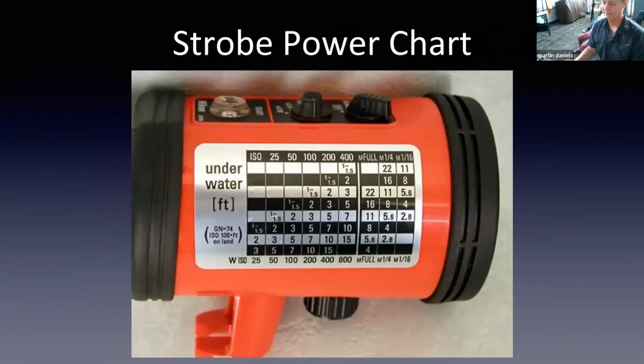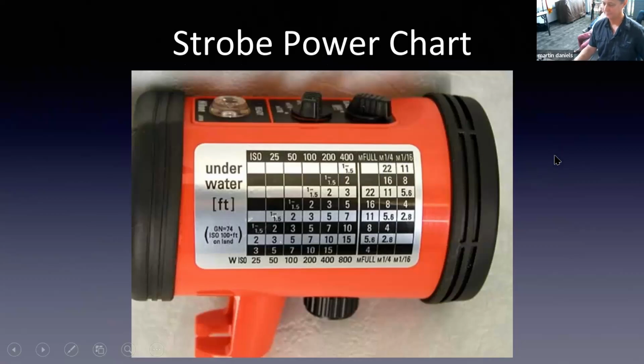Back in the film days, all flashes, y'all remember this? All flashes had a strobe chart, okay? And so I'll show you how this works. So this W is for underwater. So you go here, let's say I'm shooting ISO 100 and my subject is say 2 feet. So feet is here. My subject is 2 feet away from my strobe. I go over here and it tells me at F11, I should shoot full output of my strobe. At F5.6, I should shoot a quarter output. And at F2.8, I would shoot at 1/16th output of my strobe.